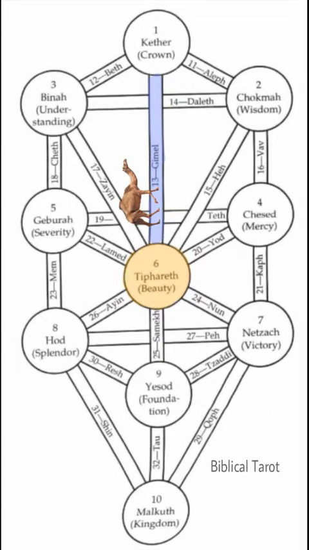Some call it the house of the world to come. I thought that was beautiful. The house of the world to come. The sixth circle is connected to all the other circles, which is important. Everything on this diagram is there for a reason and is important. Nothing's arbitrary. Nothing's arbitrary.